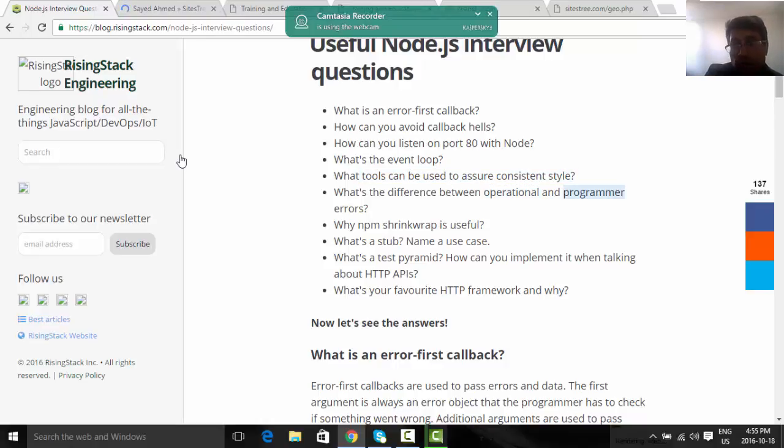Operational error and programmer error. Programmer error, I think, is a logic error, implementation error, syntax error, all those things. And operational error is a system level error: error coming from the web browser, from the server, from the database systems. But in programming, you also have to address some of those cases.